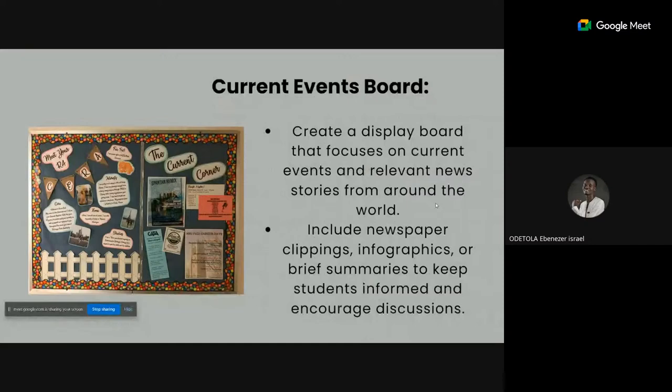And I like participatory decoration in secondary school. Everything is not meant to be done by the teacher. It's meant to be a participatory one where everybody is involved. So the students come in to be able to get this done on it, to be able to get that done on it. So participatory display board, let them contribute. Let them bring their ideas. All ideas should be welcome.